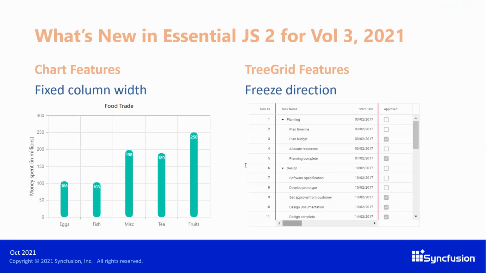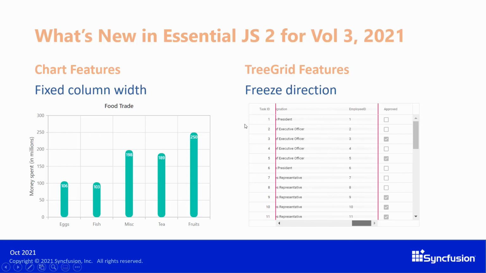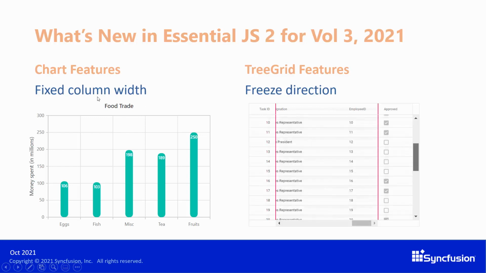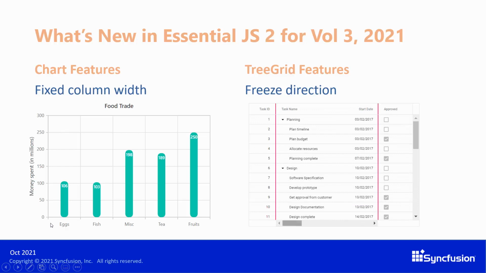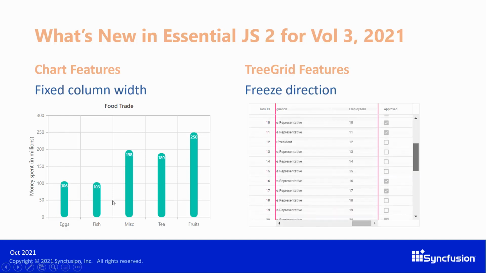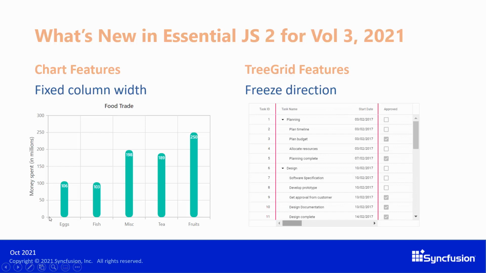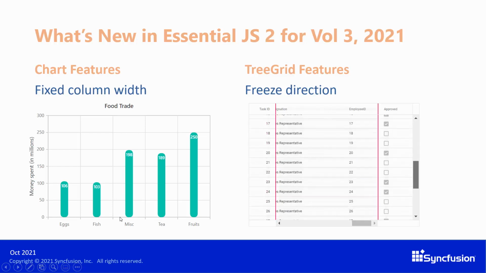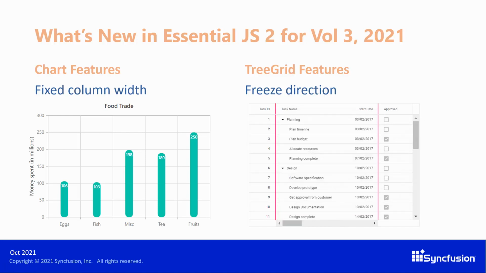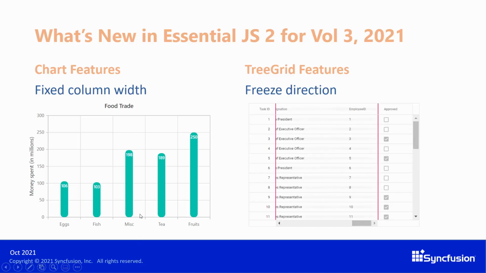Next, moving on to the chart features, fixed column width support has been added. So now you can specify a fixed width. So here you can see data points with fixed width. So each data point is having a fixed width, and you can set this fixed width for any of the chart types like bar, range column, and column.